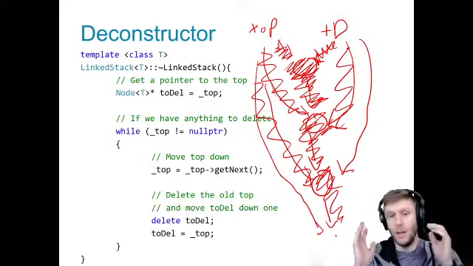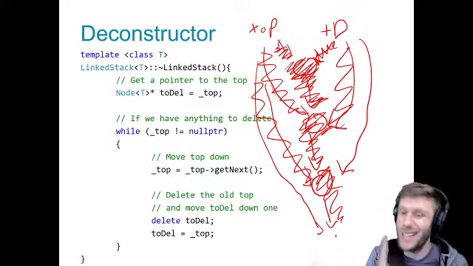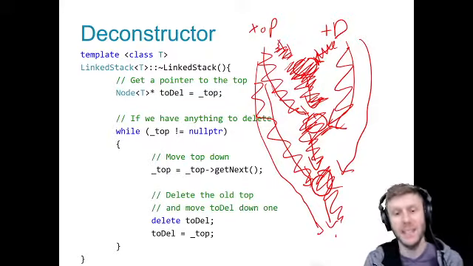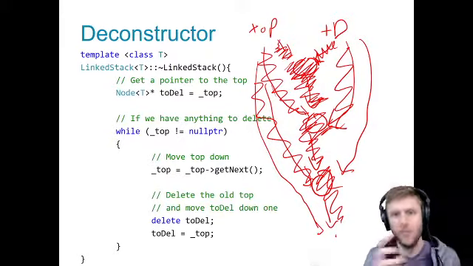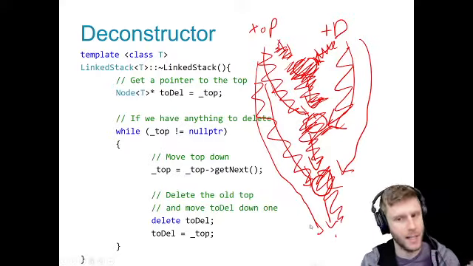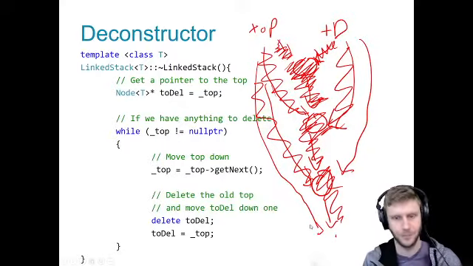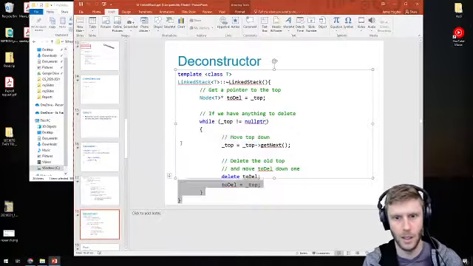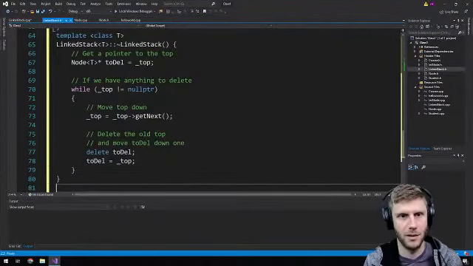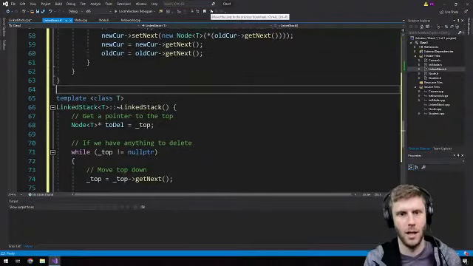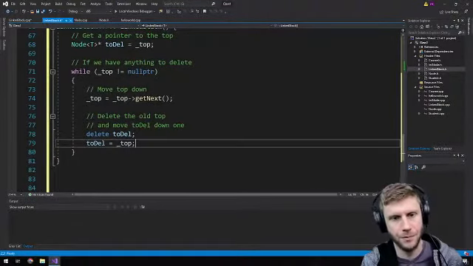Again, you might be saying, well, hold on, before we were being careful about what we delete. You're right, but we're not deleting the data. We are not saying delete top's data. We are only getting rid of the nodes themselves. We're leaving the data alone. So, copy this on over. Oops, I'd like to have an extra space here. So, we're in good shape.